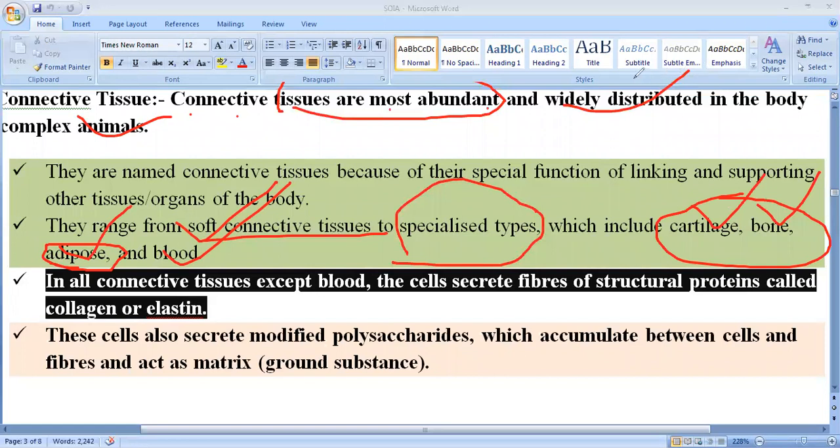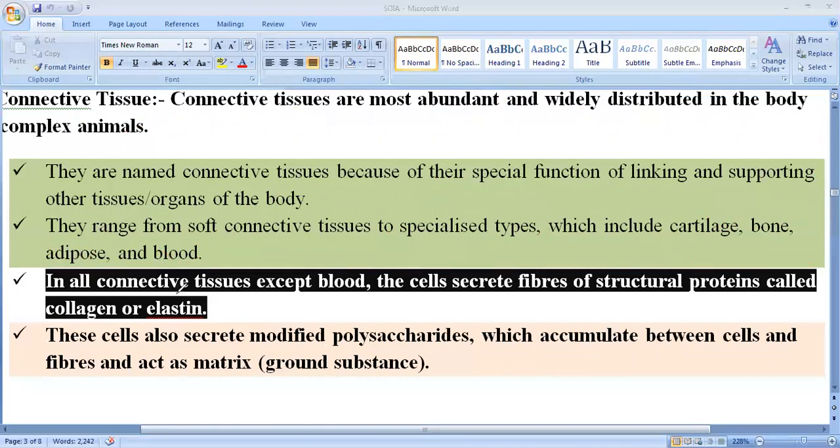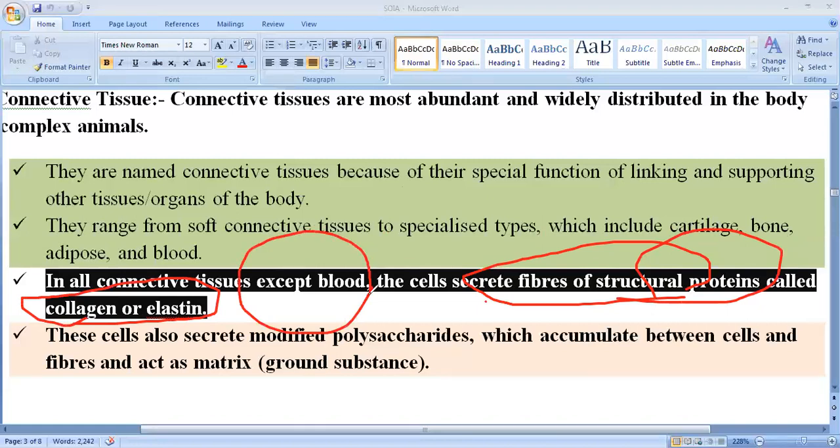And one very interesting and important feature of the connective tissue is that every connective tissue secretes the fiber. Every connective tissue secretes the fiber, and the fibers are structural proteins. This is called the collagen or elastin. Except blood cells, and they have already asked this. It may be a question in your NEET.